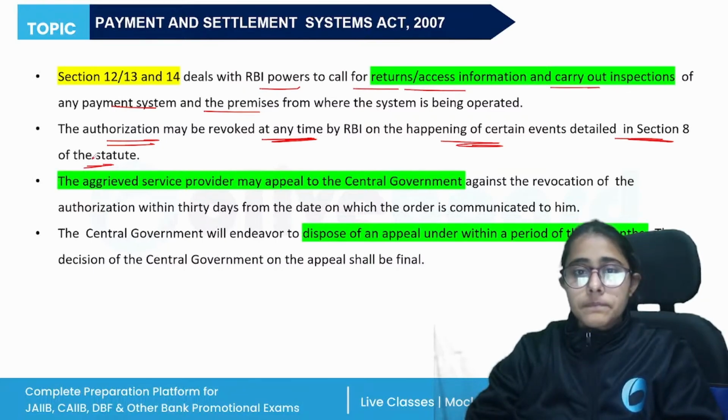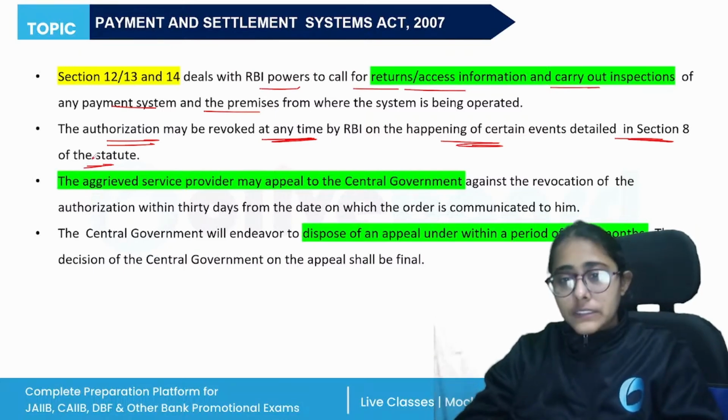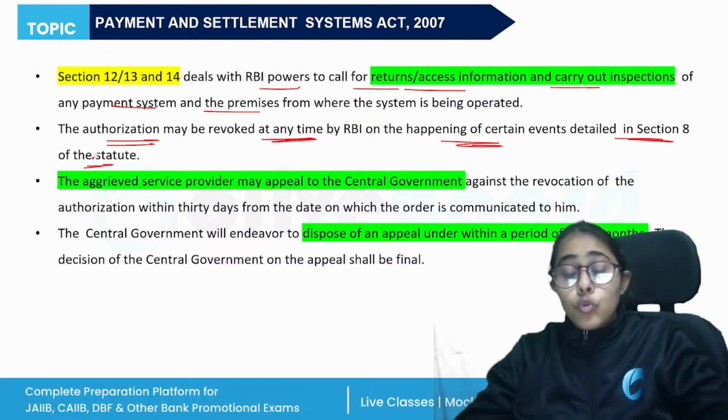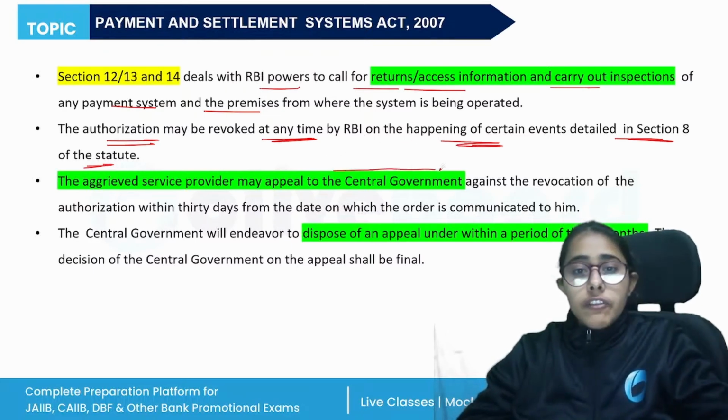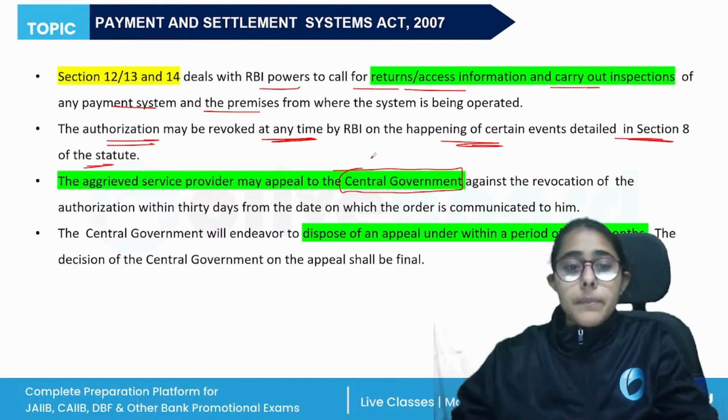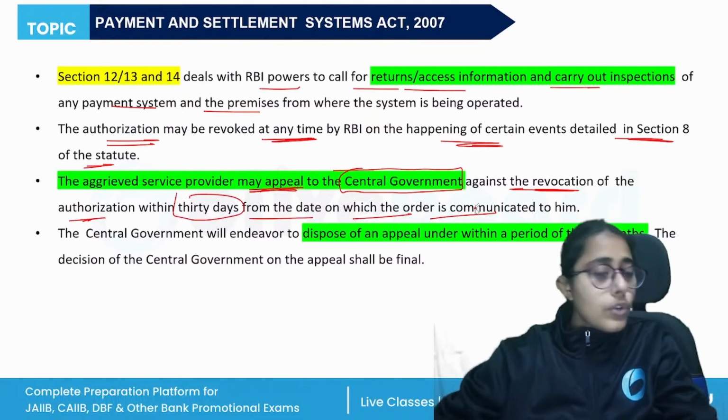Alright. So now if any person is aggrieved by this refusal or revocation of the authorization, they can make an appeal to whom? To the central government. Very important. Appeals questions are very commonly asked. So the aggrieved service provider may appeal to the central government against the revocation of the authorization within 30 days from the date on which the order is communicated to them.